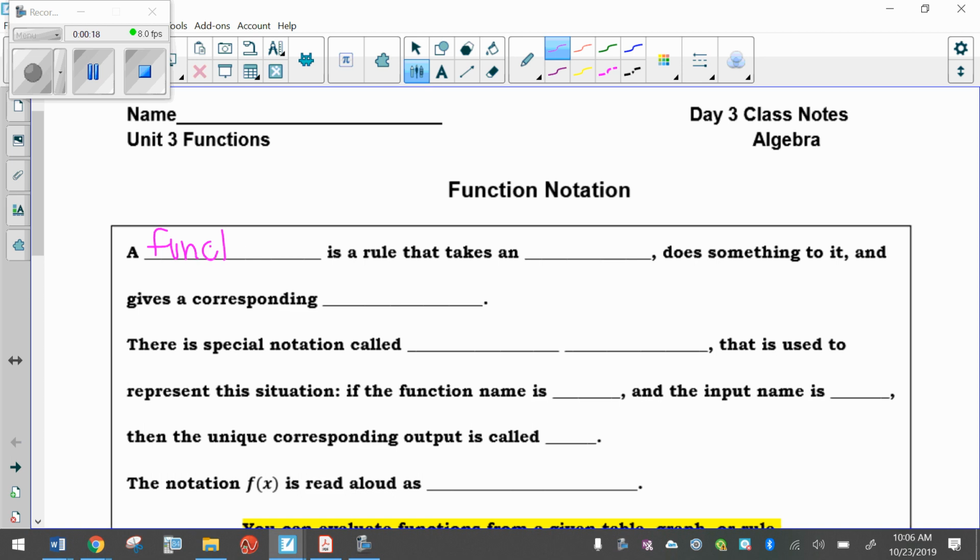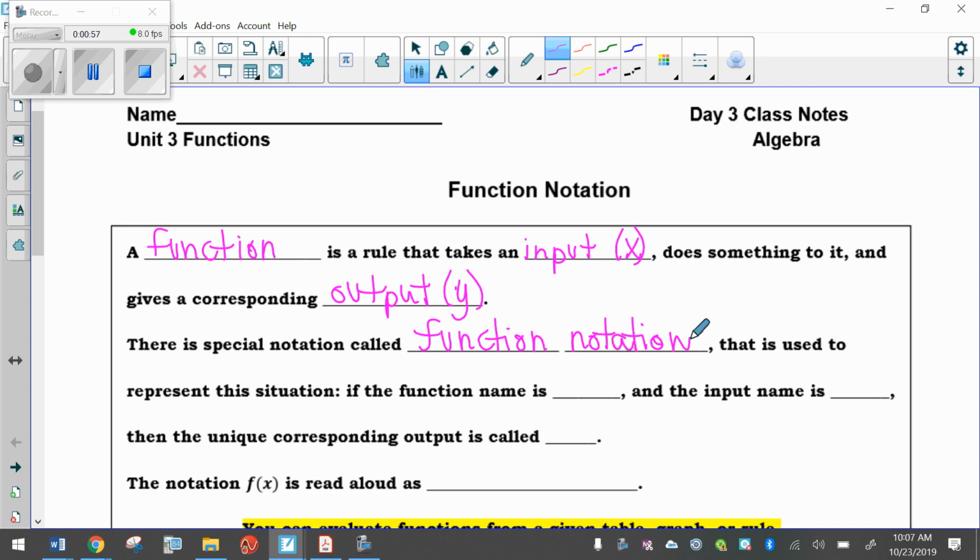So a function is a rule that takes an input, usually we use x, does something to it, and gives a corresponding output, which we usually use y. So there's a special notation that we're going to use called function notation. That is used to represent the situation.